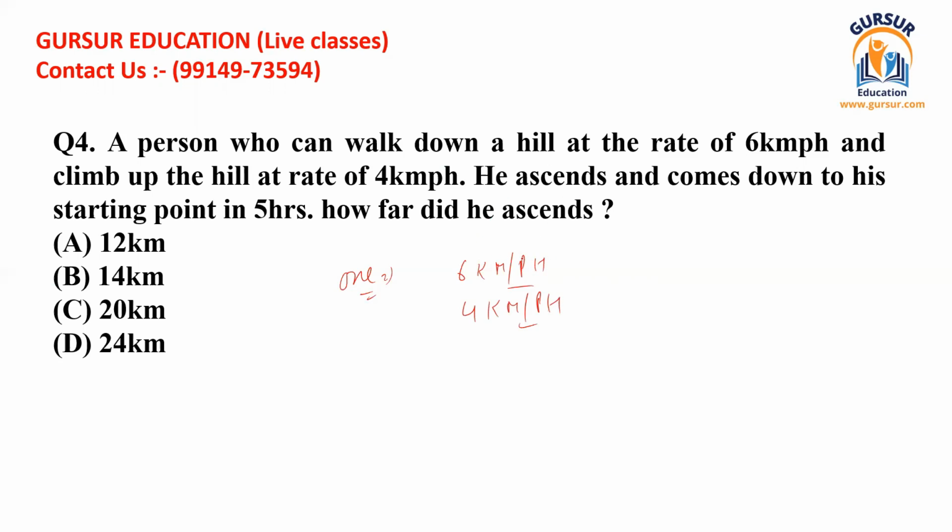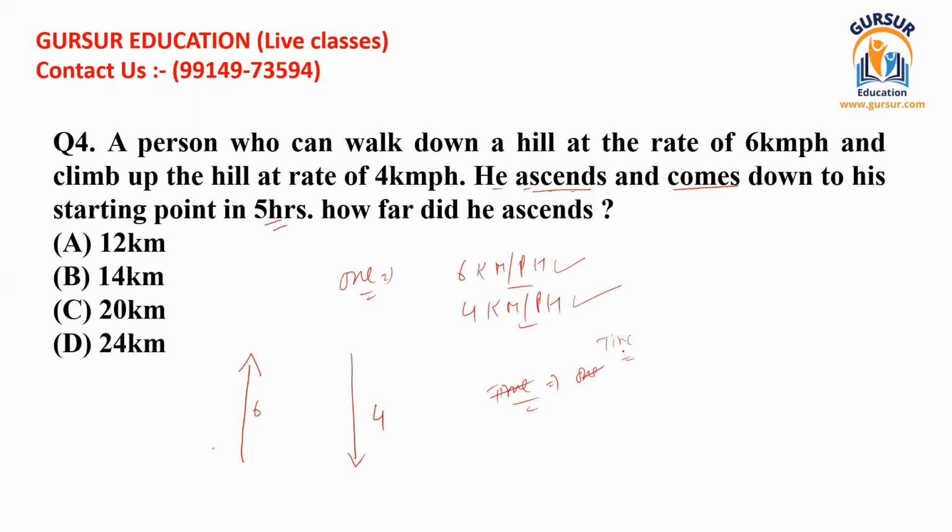He is climbing up a hill at the rate of 6 kilometers per hour. He is coming down at the rate of 4 kilometers per hour. So two speeds have been given, and it has been said that he ascends, that means he goes up and comes down to the starting point in 5 hours. So the time is only one. Speed has been given for two times for the same person, but the time is given only for one time.